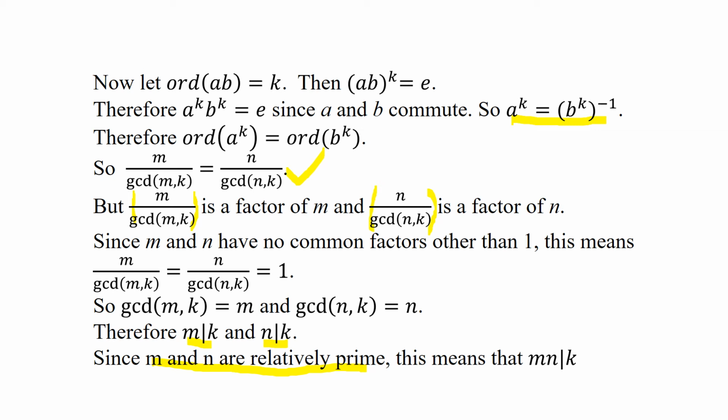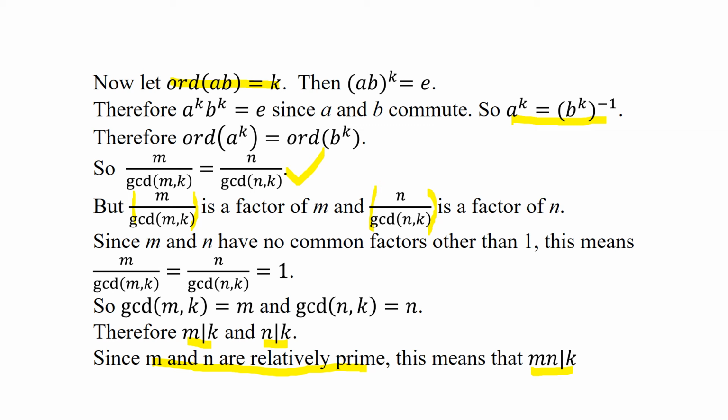And this was what we wanted to show. We showed in the previous slide that k was a factor of mn. Now we show that mn is a factor of k, k being the order of the product AB. And therefore, the order of AB is mn, which is the product of the order of A and the order of B.